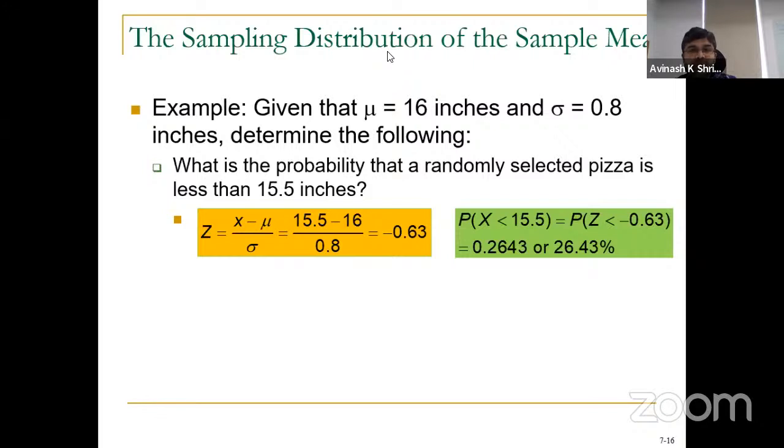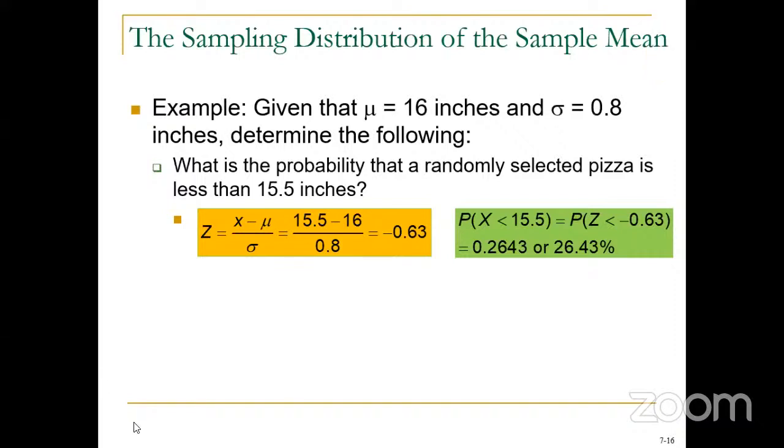And then we are looking for the probability of z less than minus 0.63. Now the question: why is the probability of z less than minus 0.63 coming to be 26.43, and what is the area? So anybody who can tell me what is the area we are looking for? Or are we clear with the idea which area we are targeting?